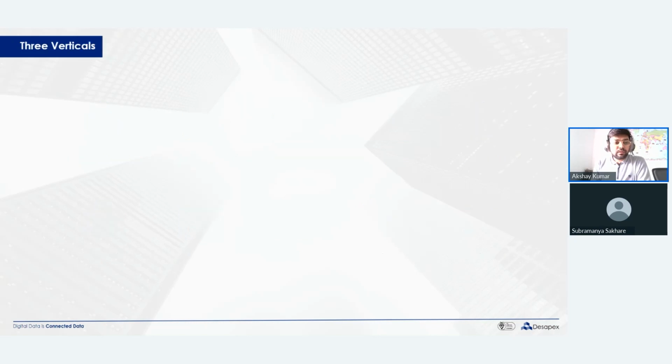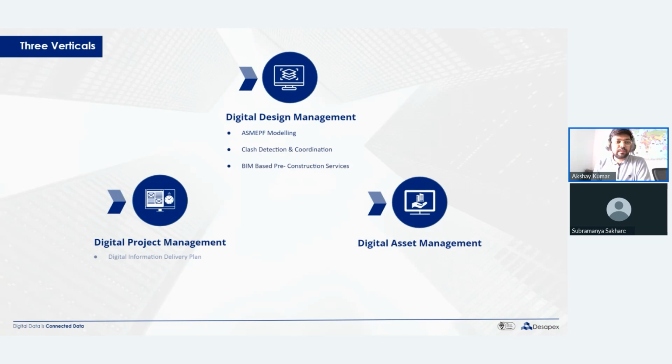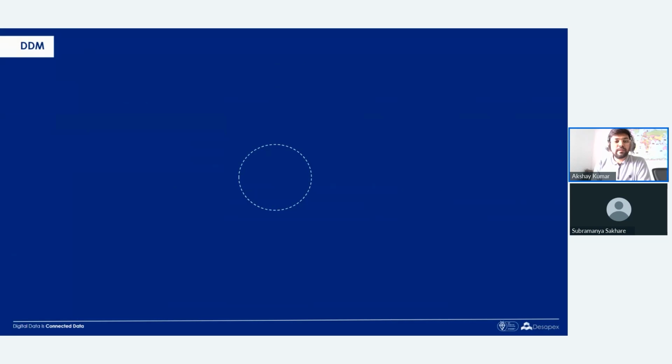So as we spoke about our customer segments, we provide services to our clients which are segregated into 3 main verticals: DDM, DPM, and DAM. DDM is digital design management, DPM is digital project management, and DAM is digital asset management. So let's understand about this in detail.